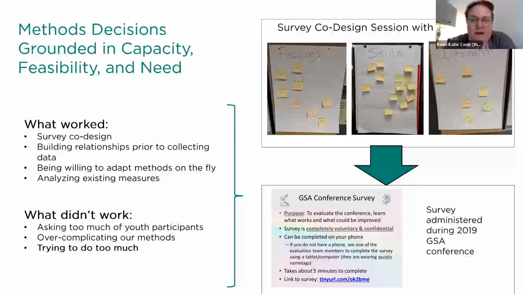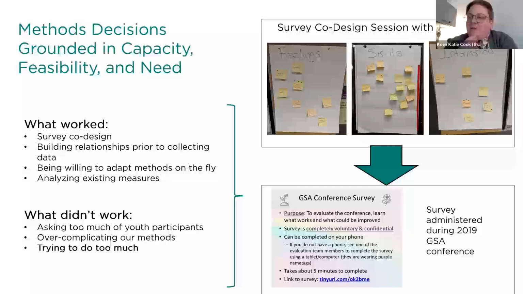What did they think we should ask about if we wanted to know what outcomes youth are getting from coming to this conference? How can we measure that? So they helped us to decide on 3 large areas that we would measure with the survey, including feelings, skills, and information or knowledge that people were learning at the conference.